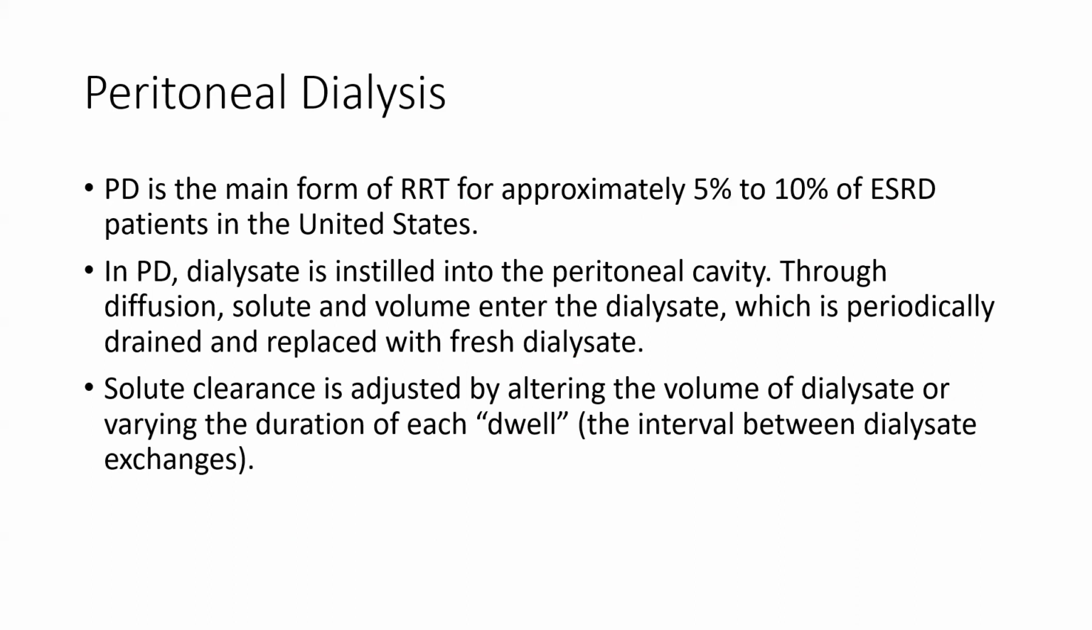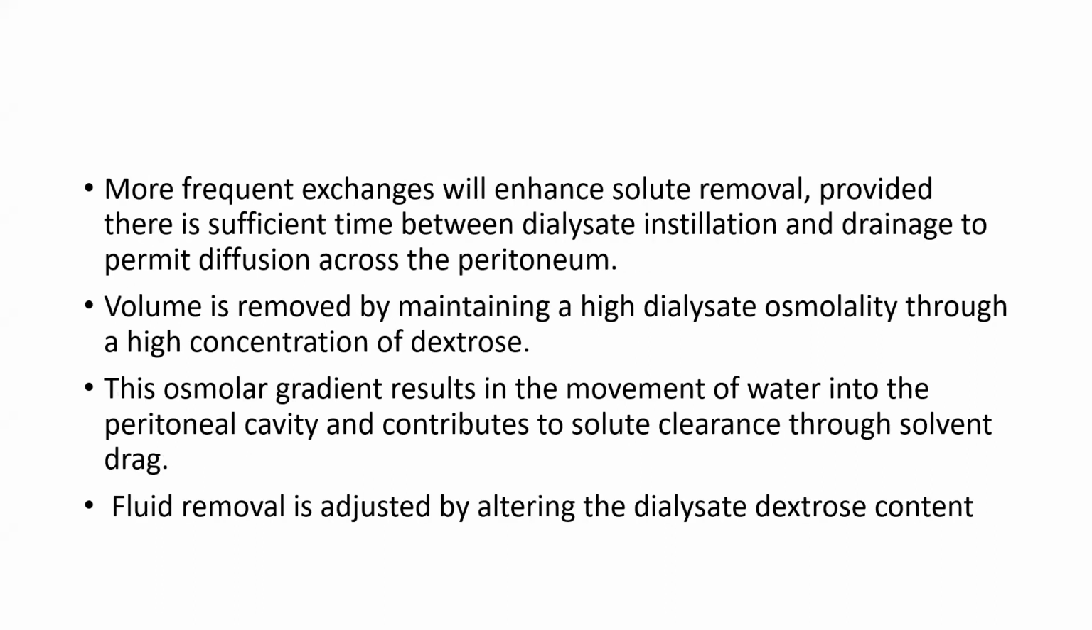Now the next modality is peritoneal dialysis. Peritoneal dialysis is the main form of RRT for approximately 5% to 10% of end-stage renal disease patients. In peritoneal dialysis, dialysate is instilled into the peritoneal cavity. Through diffusion, solute and volume enter the dialysate, which is periodically drained and replaced with fresh dialysate. Solute clearance is adjusted by altering the volume of dialysate and varying the duration of each dwell, the interval between dialysate exchanges.